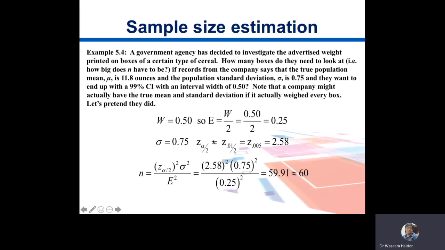So z at alpha by 2: since alpha is 0.01, divided by 2 is 0.005. What we get is a z value of 2.58. Plug that into this equation, and this is our answer: we need 59.91 boxes, that is 60 boxes.